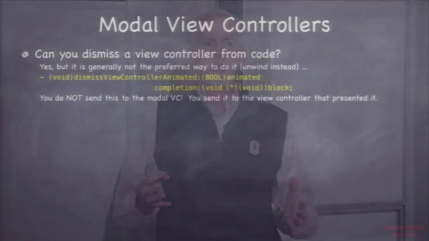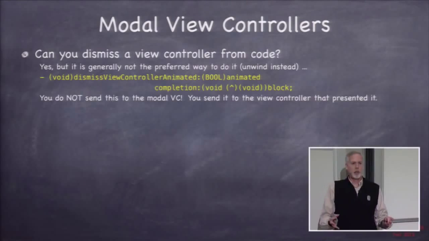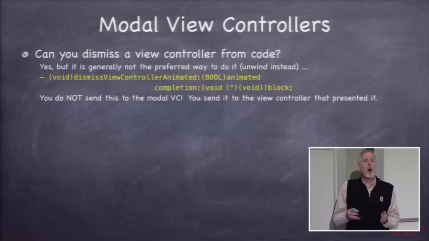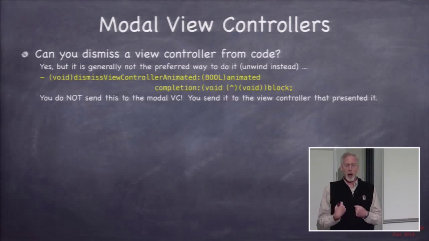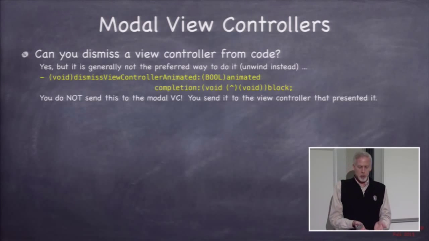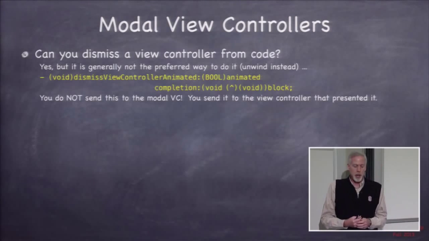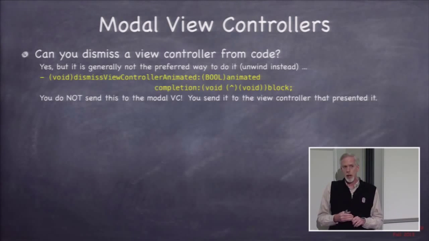How about dismissing modal view controllers from code? So you just want to get it off the screen. You're not going to unwind, you just want to get it off the screen. By the way, unwinding automatically takes it off the screen. If you have a modal view controller and you unwind, it will automatically be removed from the screen. You do not have to dismiss it. But you can also dismiss them manually by sending the message dismiss view controller animated.